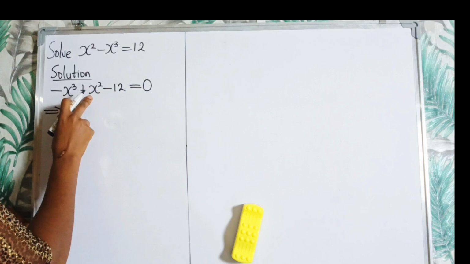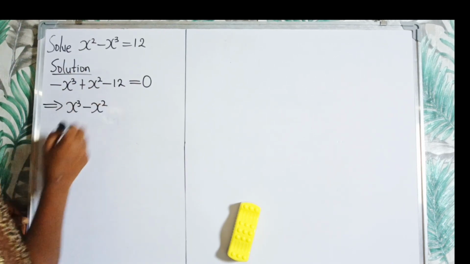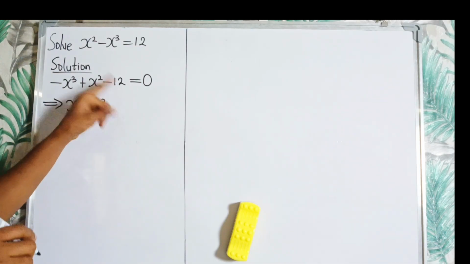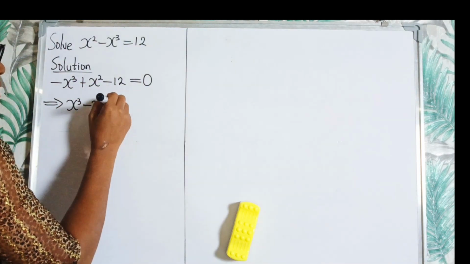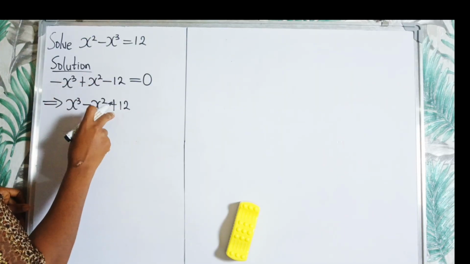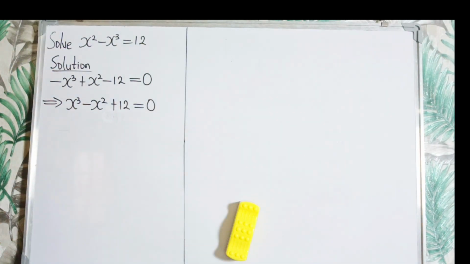Minus 1 times plus x squared, we are going to have minus x squared. Minus 1 times minus 12, we are going to have plus 12. Minus times minus is plus, so that's why we have plus 12 here, and everything is equal to 0. Now, what is the next thing to do?